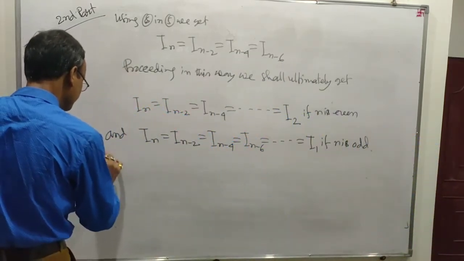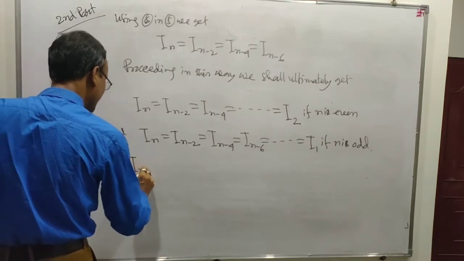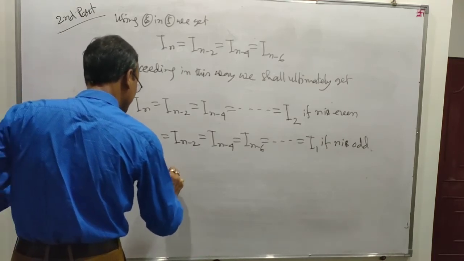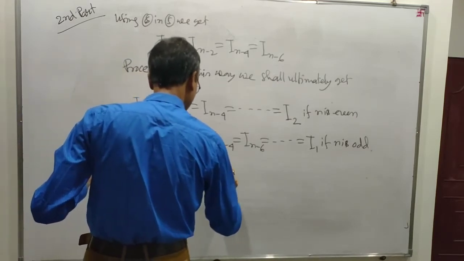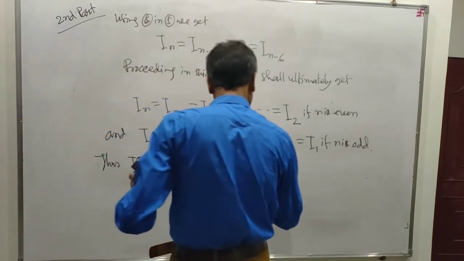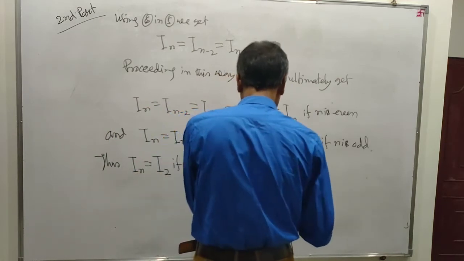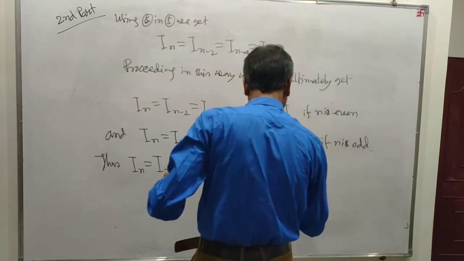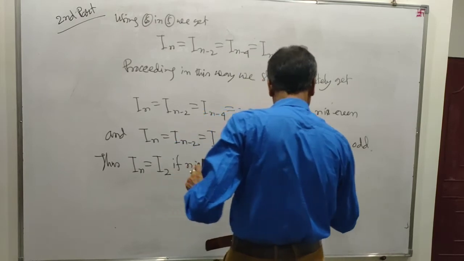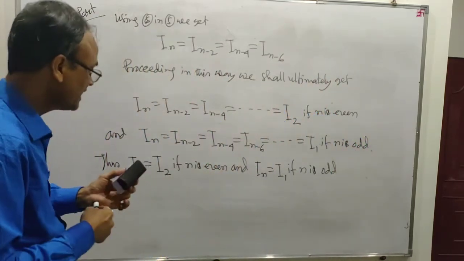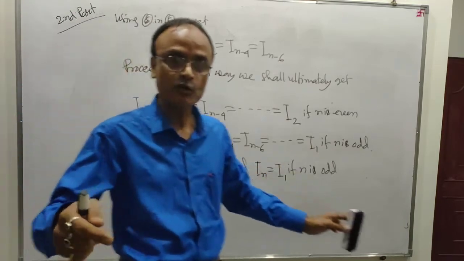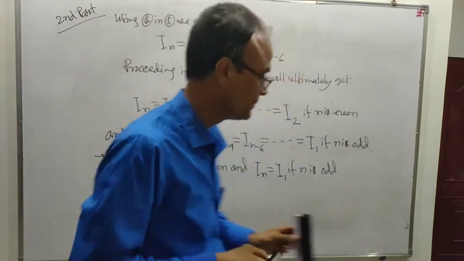Thus, I_n will be equal to ultimately I_2 if n is even, and I_n equal to I_1 if n is odd.